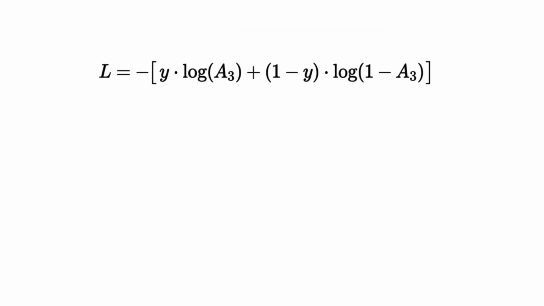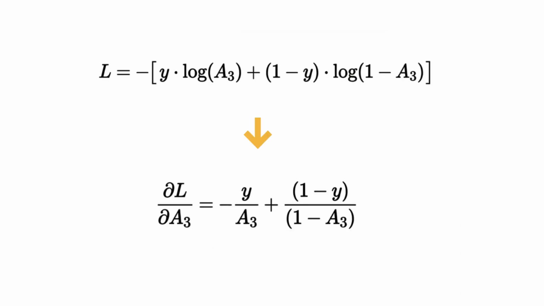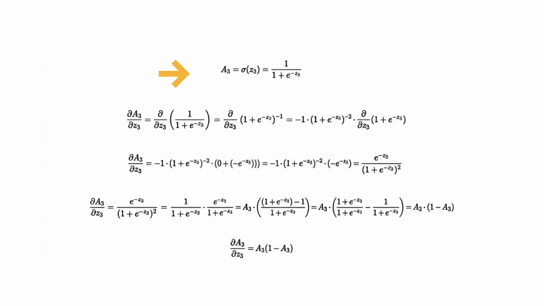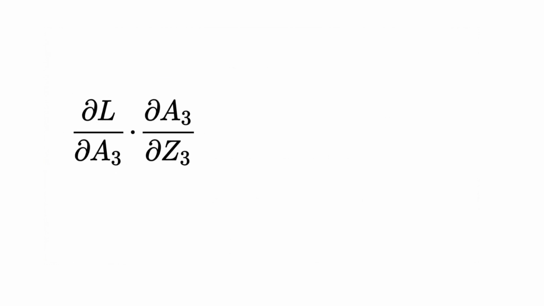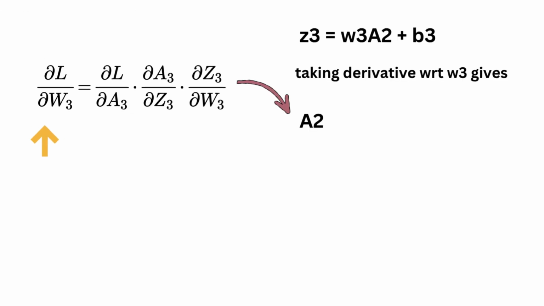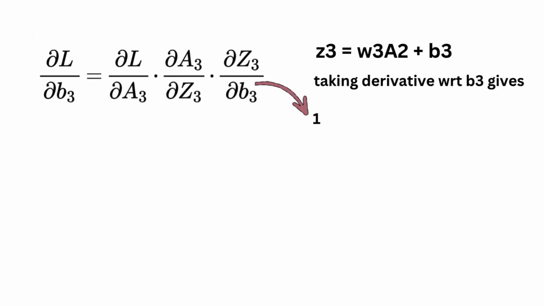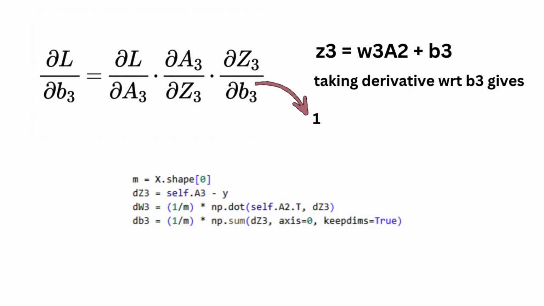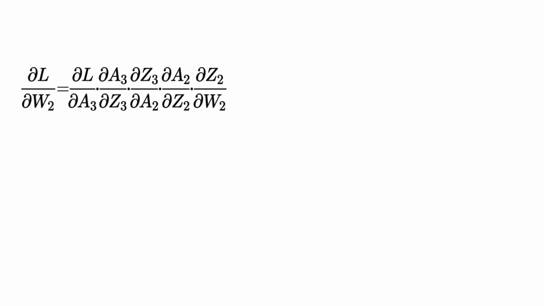When we compute the derivative of loss with respect to A3, we get this. And when we compute the derivative of the sigmoid function A3 with respect to Z3, we get this. Finally, when we multiply both the derivatives, we get the simplified equation A3 minus y. This is basically the derivative of loss with respect to Z3. To find the gradient for W3, we take the dot product of the previous layer's output A2 with dZ3. For the bias B3, the derivative of Z3 with respect to B3 is simply 1, so the gradient is just dZ3.